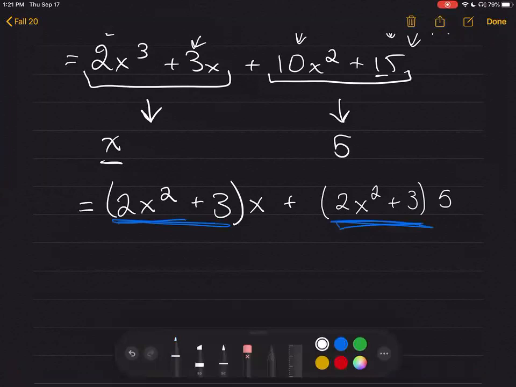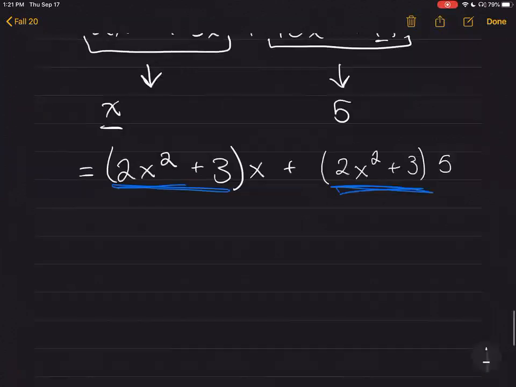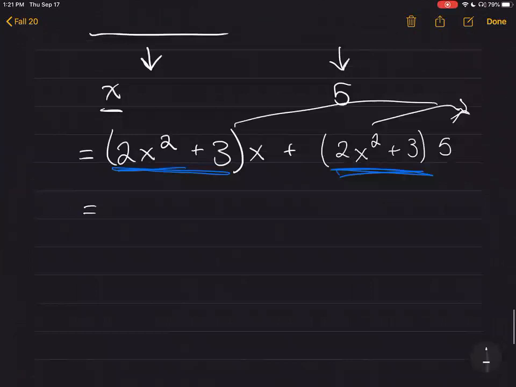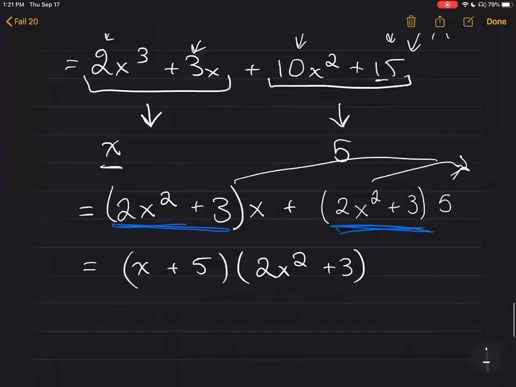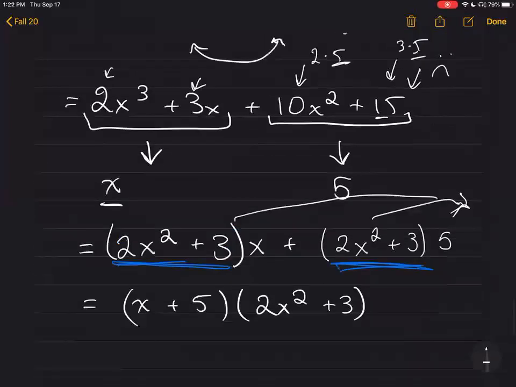Excellent. So now we can again do the same thing that we did last time and pull it out to the side, because we can treat the parentheses like just one big chunk. And so we have x plus 5, times 2x squared plus 3. And that is the same answer we got last time. So you can group it in two different ways, and it doesn't really matter. So that's the fundamentals of factoring. I recommend you spend a good amount of time studying this, because this is important material for later.